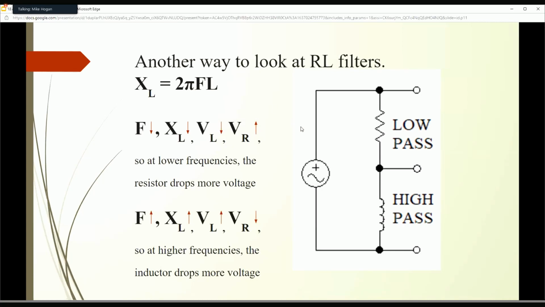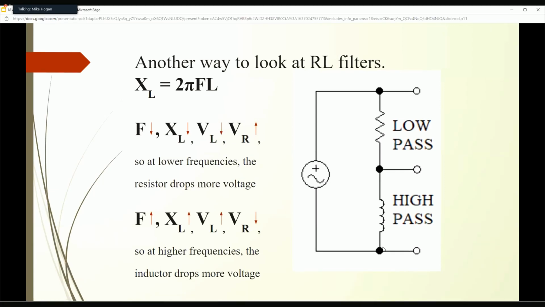Here is basically the same thing we just had in terms of those two different circuits. Once again, this is a voltage divider with an inductor and a resistor, and I'm looking at my outputs. For low frequencies, low pass, we said our inductor is going to have very small inductive reactance, so we're going to get the majority of the voltage developed here. So that's a low pass. And since we know that as our frequency increases, our inductive reactance increases, for the high pass, the output is going to be across the inductor.